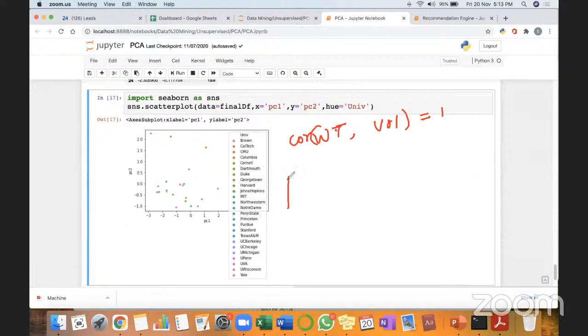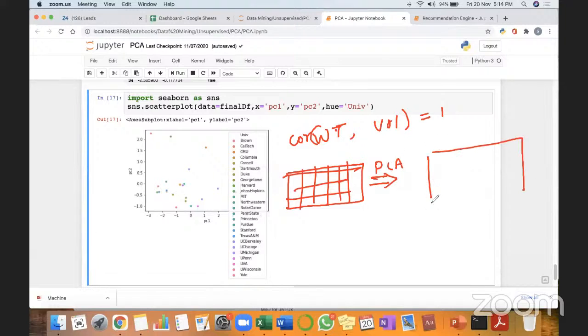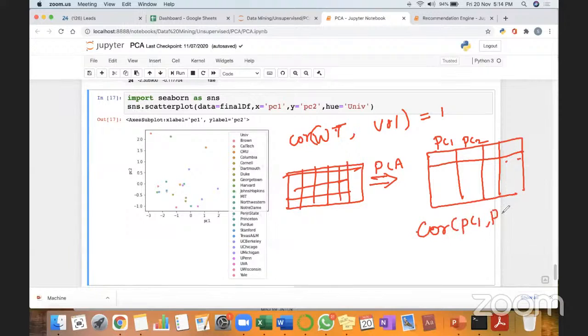Now, if you see, I have a data set. When I apply PCA on this data set, I would get PCs. Okay, PC1, PC2, PC3, and so on. How many input variables are there? Those many PCs I'll get. If you find the correlation between PC1 and PC2, what is the correlation between PC1 and PC2? For that matter, any pair of PCs?